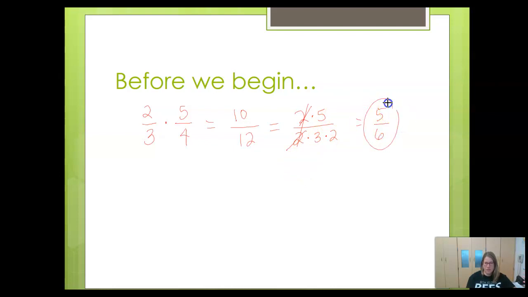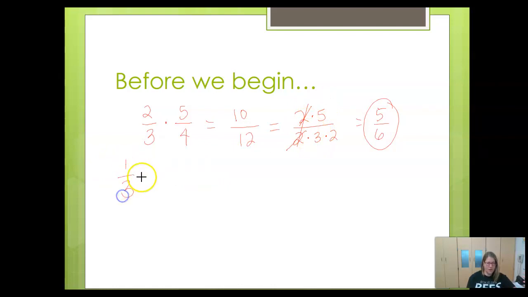Now most of you could probably just look at 10 over 12 and know that it reduces down to 5 over 6 without writing it all out like this. But I want you to think about that process and why it works. Why do we reduce it to 5/6? Because that's going to become important when we work with our rational expressions. All right, so let's try another one.